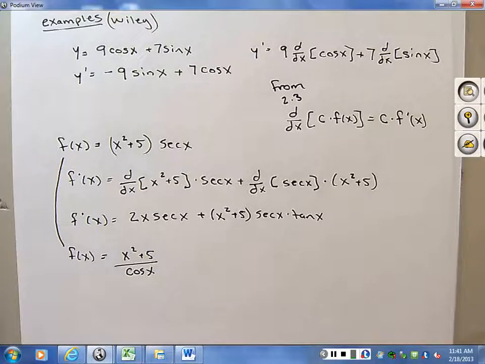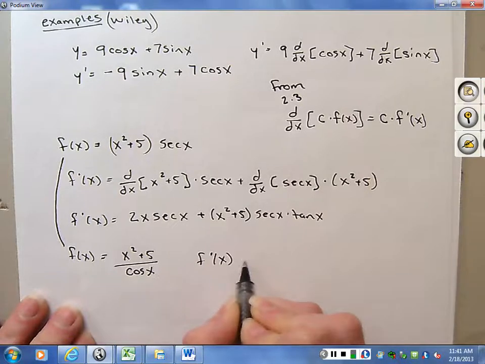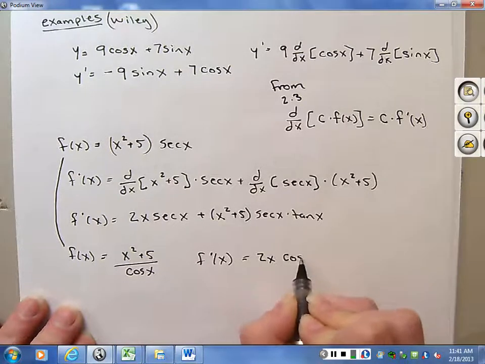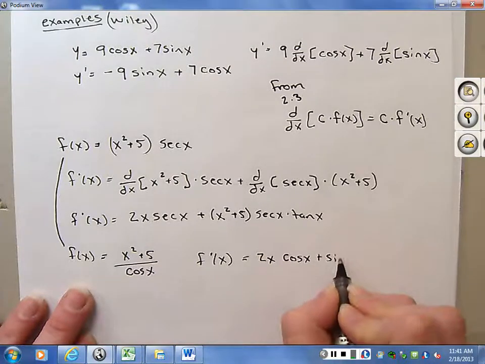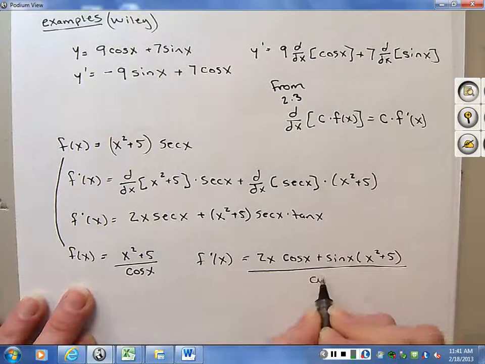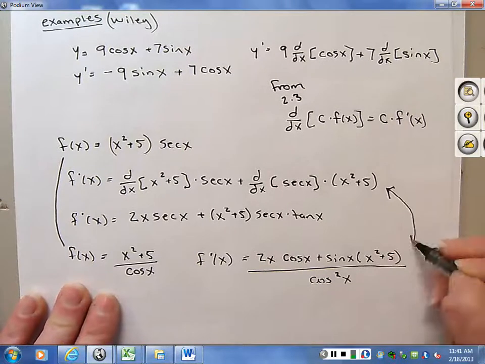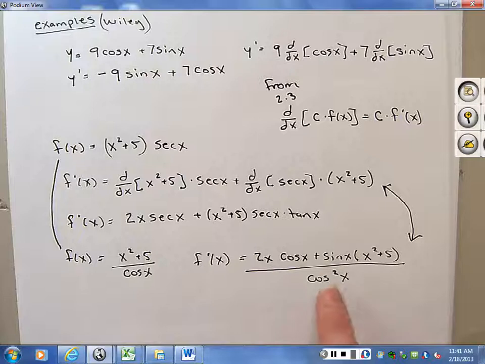So if you do it this way, if I want to differentiate this, it's the derivative of the top, hold the bottom, minus the derivative of the bottom, hold the top, over the bottom squared. These are equivalent expressions. Wiley will accept both of them. I will accept both of them. If I put this over this, they're going to end up being the same thing here.